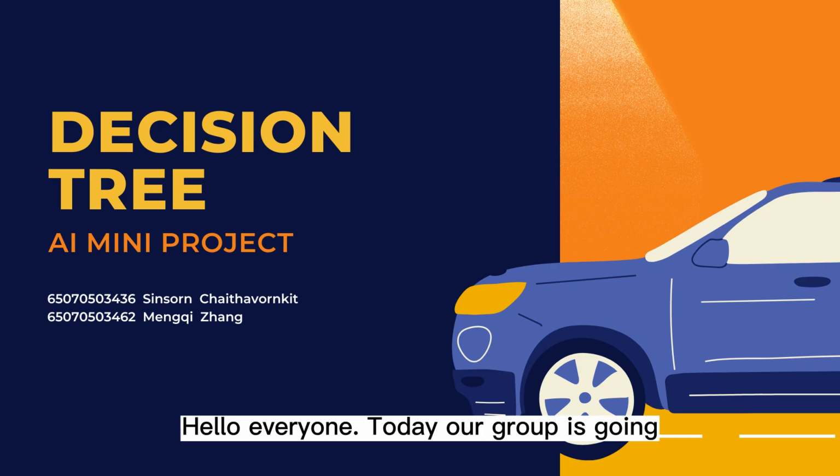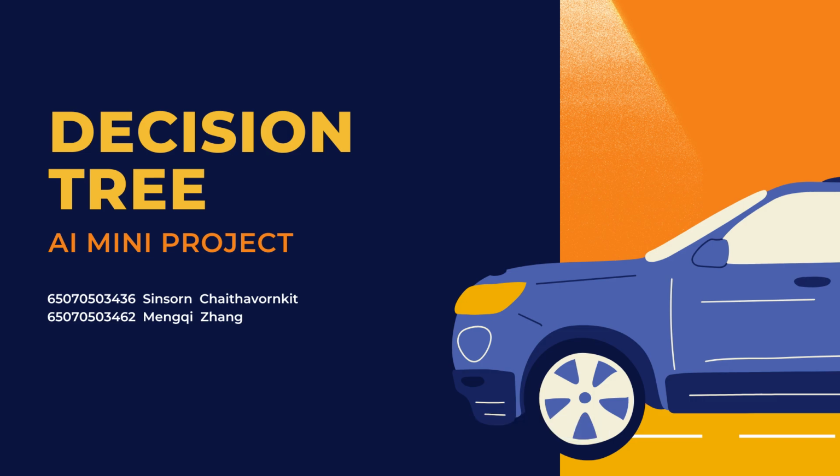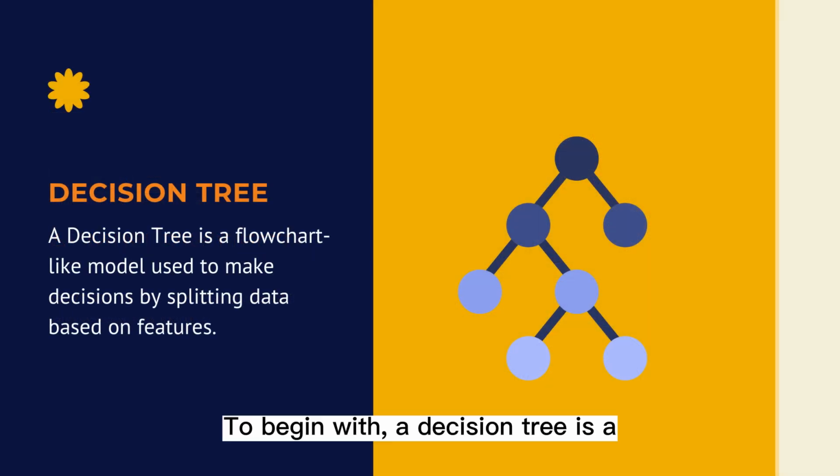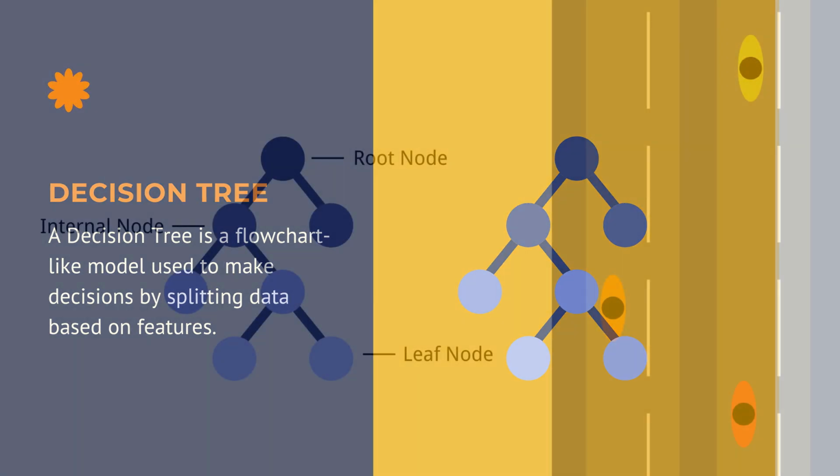Hello everyone, today our group is going to present how we use the decision tree model to help decide between purchasing an electric car or a gasoline car. To begin with, a decision tree is a flowchart-like structure that helps make decisions by splitting the data step by step based on different features. It's a simple yet powerful tool often used in classification problems.